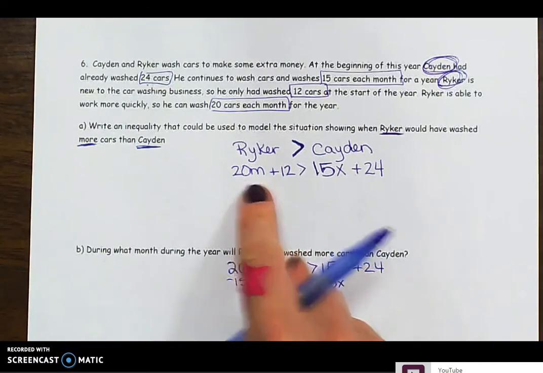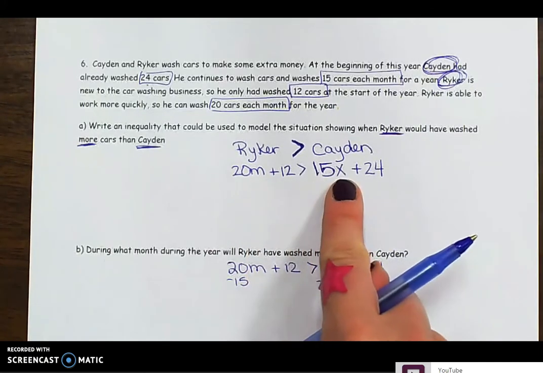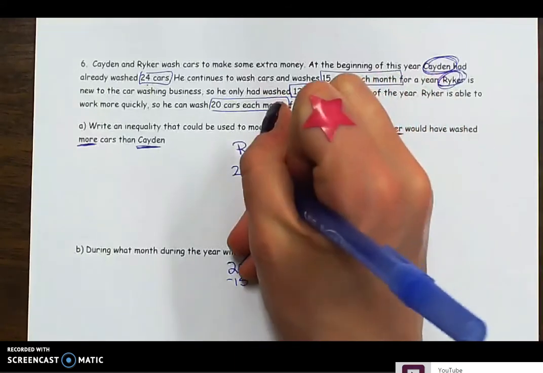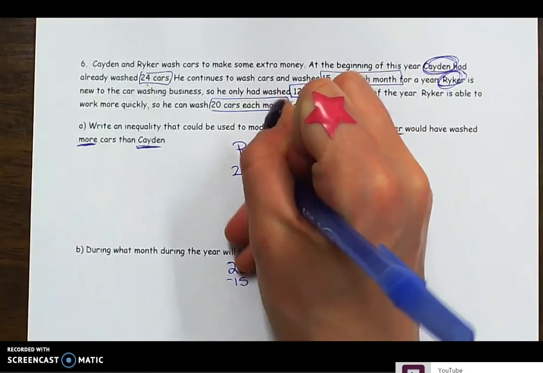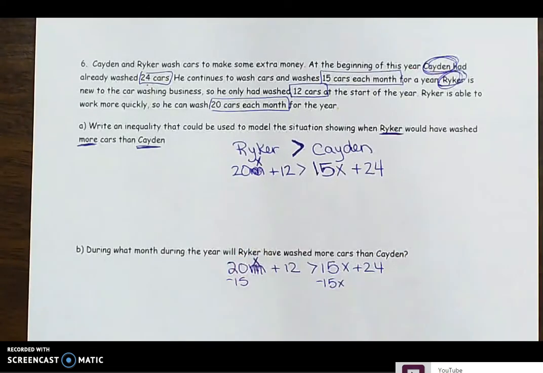Oops, I'm sorry. What did I do up here? I put 2 variables. We only want 1 variable. So I used x over here as months. So I should also be using x here for months. I apologize. So this should also be an x. We only want 1 variable here because they're working the same months every year. So we're going to go ahead and we're going to change that and make that an x.